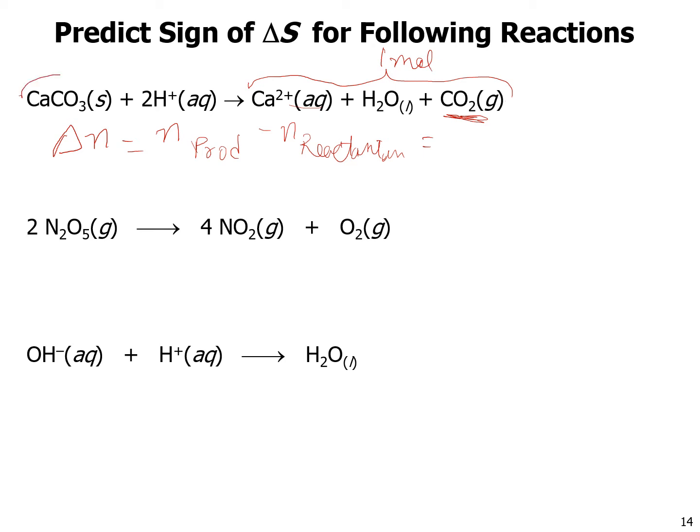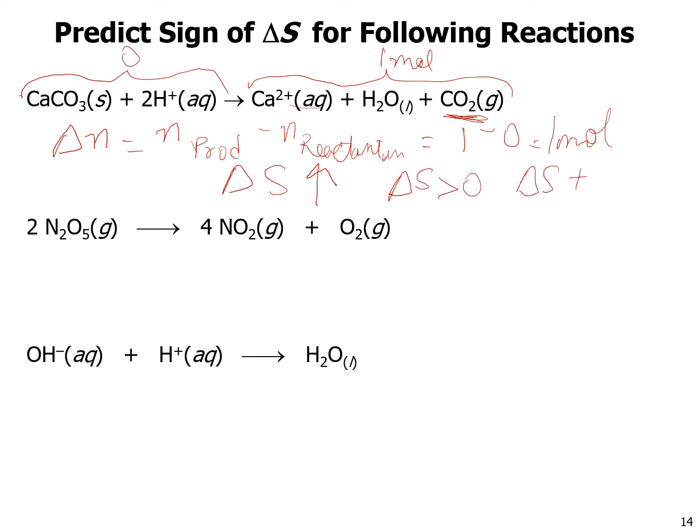And how many moles of gases on the reactant side? It is 0. So it's going to be 1 minus 0, which gives us 1 mole. So our delta N is positive, meaning our delta S is also going to be positive. So delta S is increasing. Predict the sign of delta S. If delta S is increasing, the sign is going to be positive, greater than 0. Easy. Let's look at the second example.